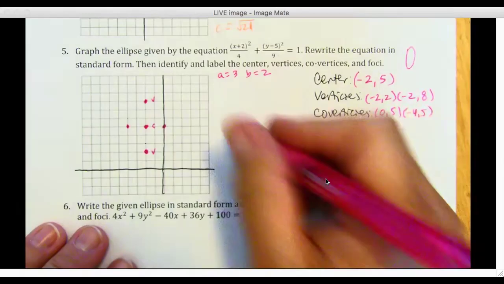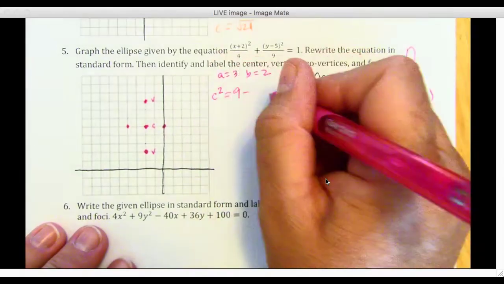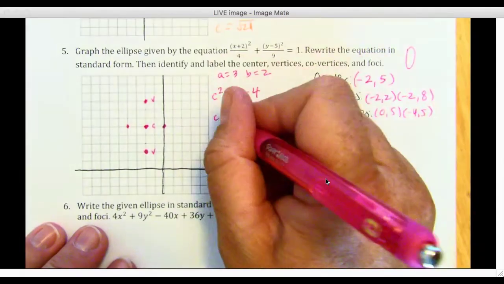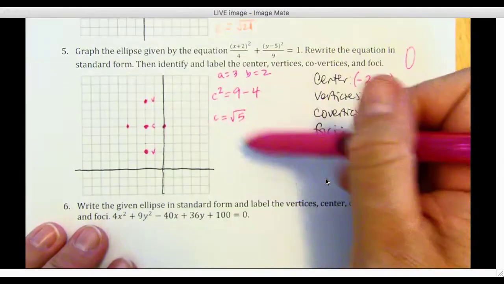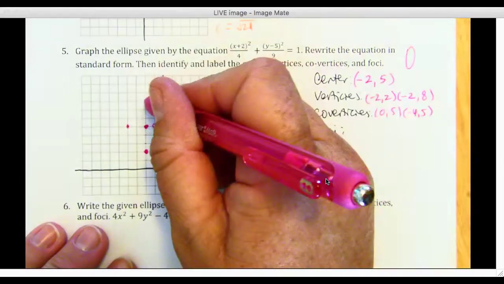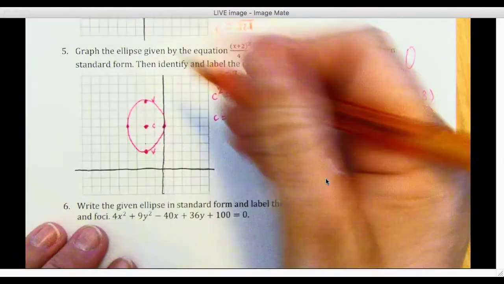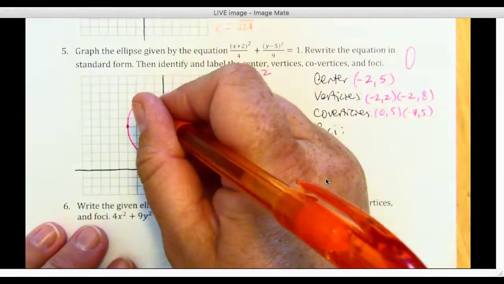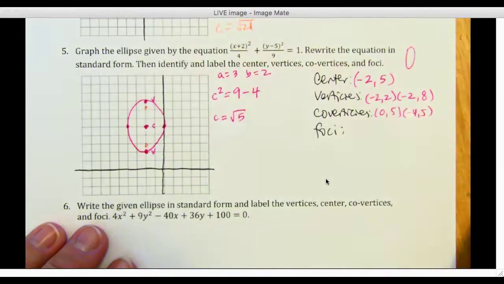I need to find my foci. C squared is equal to a squared, which is 9, minus b squared, which is 4. So c equals the square root of 5. 9 minus 4 is 5, so c is the square root of 5. So let me go ahead and just draw my ellipse here. I would be going up the square root of 5, which is a little bit more than 2, and down the square root of 5, and those are my foci.